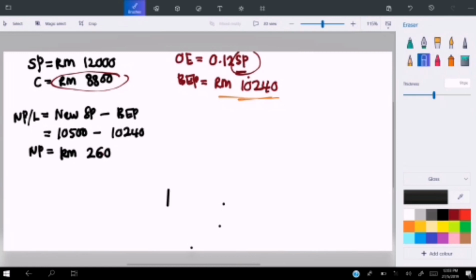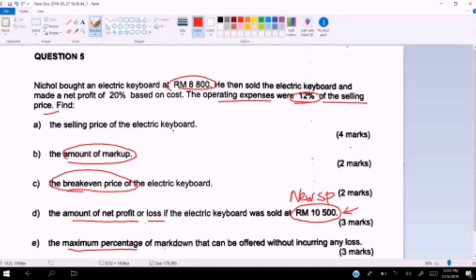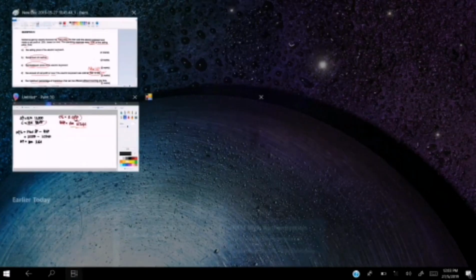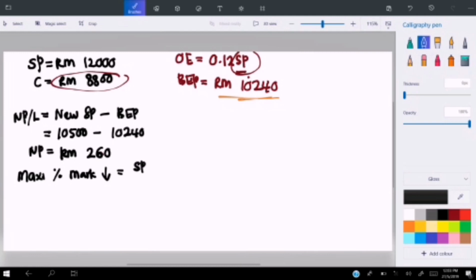So the next question asks us to find the maximum percentage of markdown that can be offered without incurring any loss. All right, so we have the formula for that one. The formula is given by maximum percentage of markdown is the SP, the selling price, minus the break-even price, over SP, multiplied by 100, because we want to find a percentage.